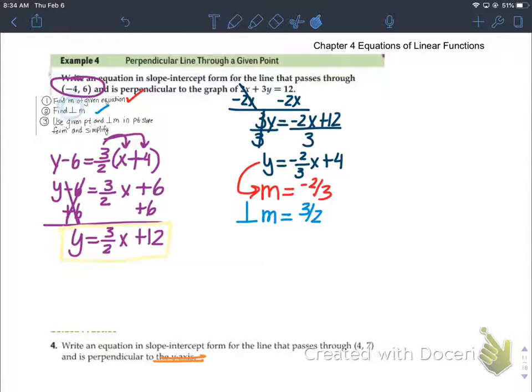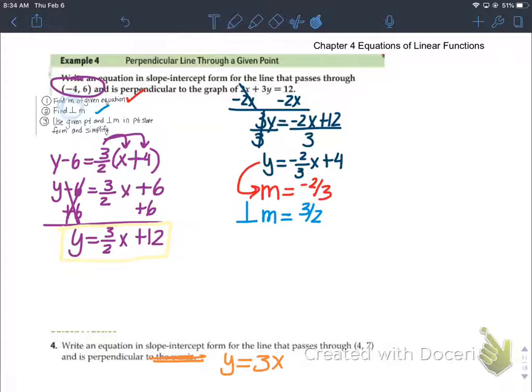So if you have any questions, let me know. Otherwise, again, please pause the video here. Try the next slide or the next example on your own, following these same steps, following the same procedure here, and then you can press play and continue watching the video.